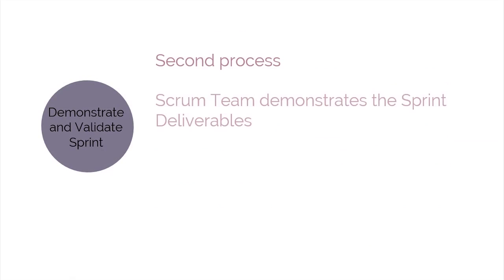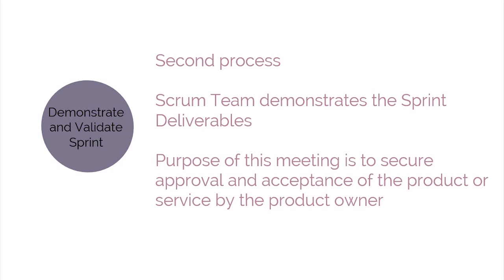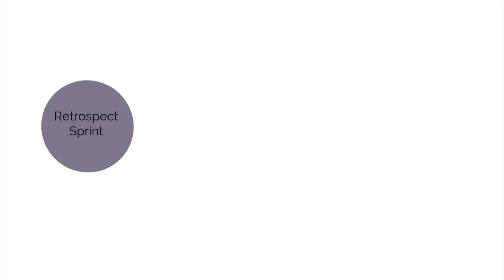The second process is Demonstrate and Validate Sprint. In this process, the Scrum team demonstrates the sprint deliverables to the product owner and to the relevant stakeholders in a sprint review meeting. The purpose of this meeting is to secure approval and acceptance of the product or service by the product owner.